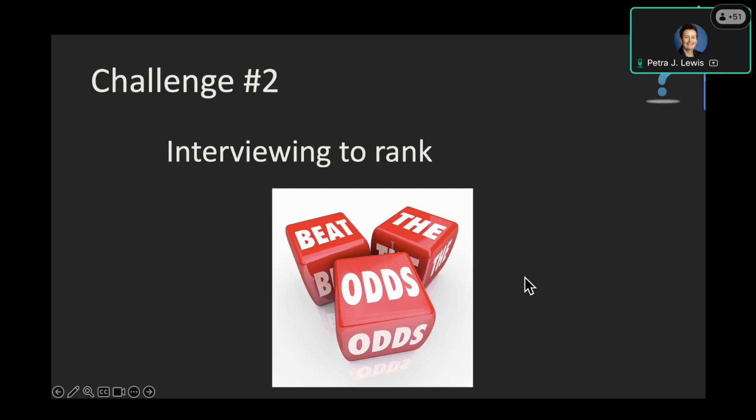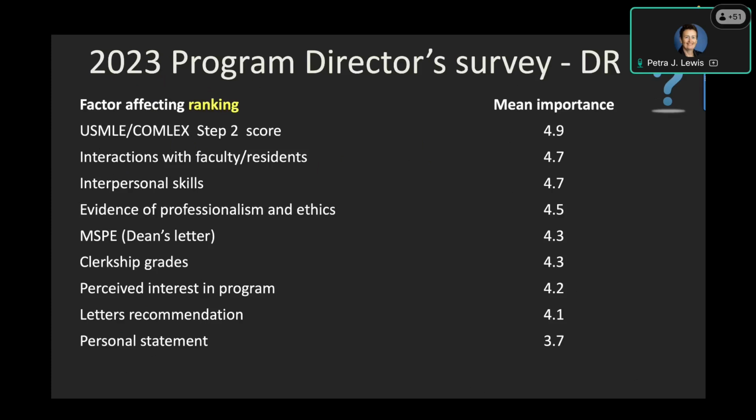Your number 2 challenge is interviewing to be able to rank, okay? Here's another survey from the same date. These were factors affecting the rank. This used a different rating scale, from 1 to 5, for mean importance, in terms of what they think affects ranking. Step 2 score has interestingly bumped to the top here, but look at the next 2: interactions with faculty and residents, and your interpersonal skills. In other words, how we interacted with you in the interview. All things personal statement are down at the bottom, 3.7, despite the fact that you guys are all going to sweat about this no end.